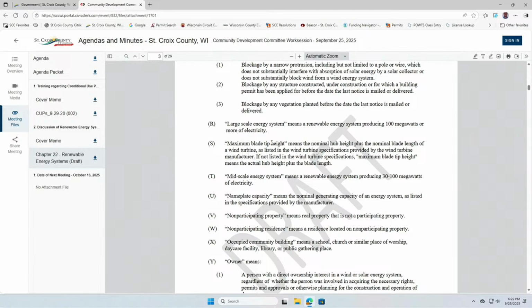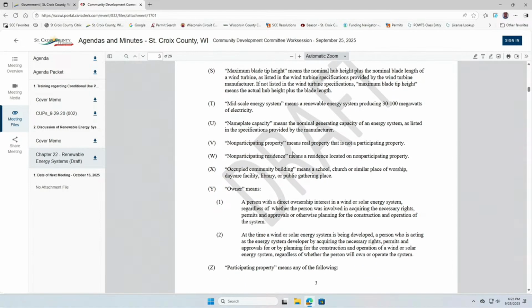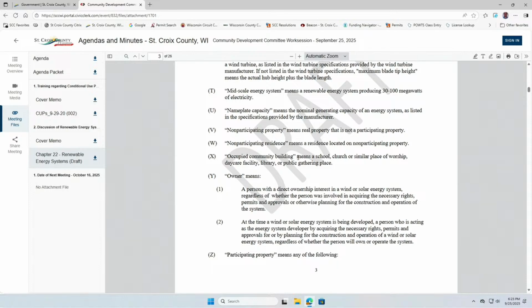One thing about this ordinance is it really breaks down the size of the systems into a few different categories and how we classify them. Large scale is 100 megawatts or more. Those go to the PSC permitting process. This still doesn't give us authority over the PSC. Then we've got mid-scale energy, 30 to 100 megawatts. These are the ones we probably want to be administering and enforcing the most. And then below that, there's small scale, which is 0 to 30 currently.